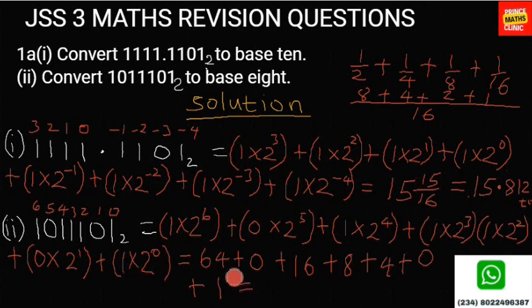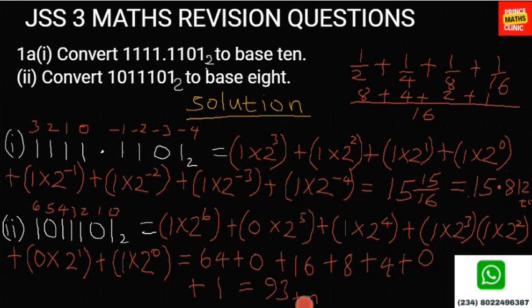So if I add 64 plus 16, I am going to obtain 80, right? So 80 plus 8, that is 88. 88 plus 4 is 92. 92 plus 1 is 93. So this is 93 in base 10. Good. That is the solution to this particular question.